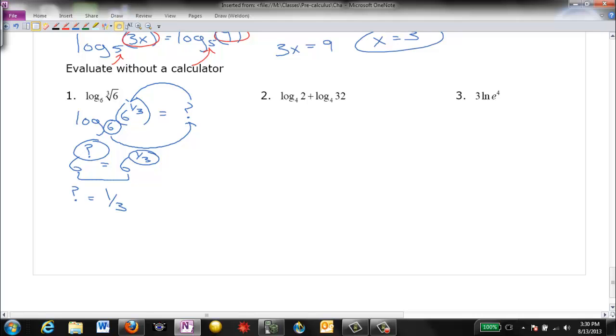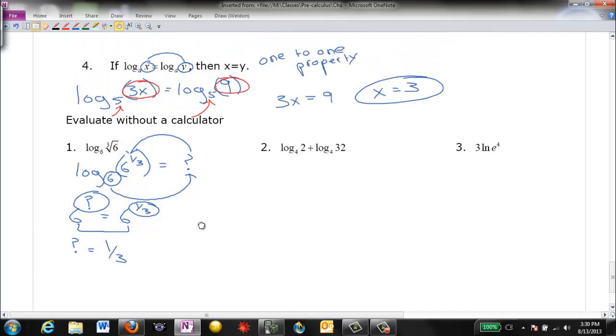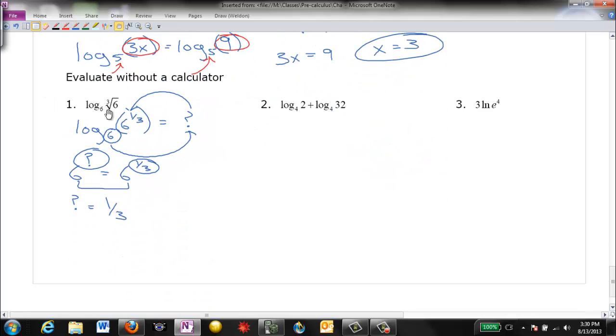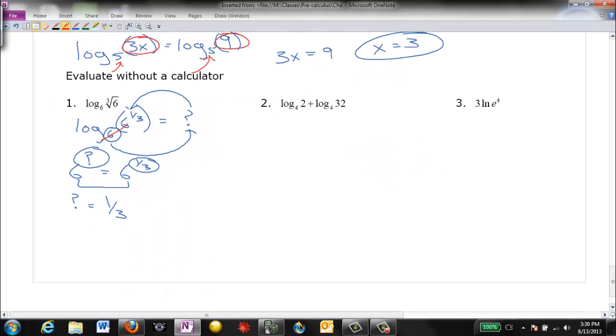And that's actually a good demonstration of property 3. When we talk about property 3 here, we have log base a of a to the x. The a's kind of cancel out there and leave us with just the x. And that's exactly what happened here. These 6's canceled out and we were left with the 1/3.